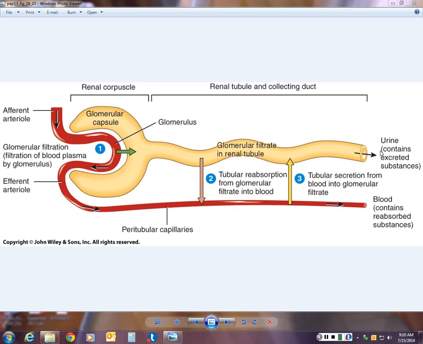So that's your overview of renal physiology. Like I said, we'll talk more in depth about each one of these three processes in some upcoming lectures here.